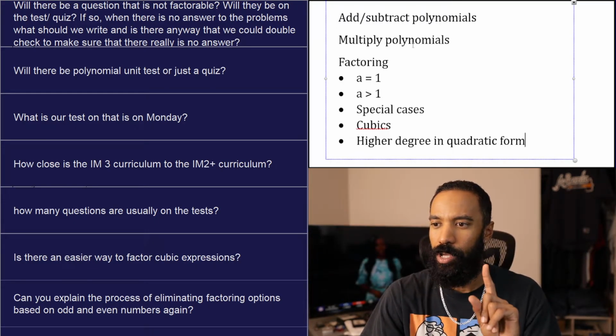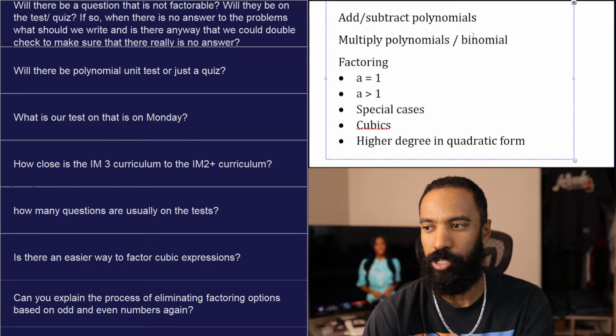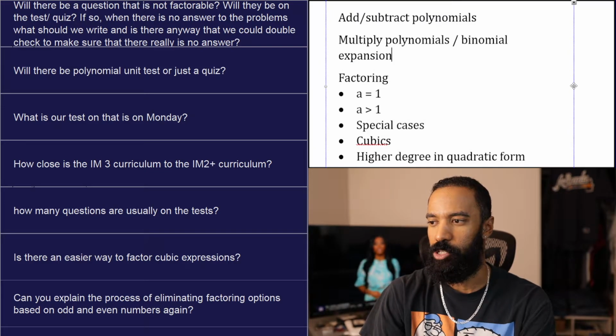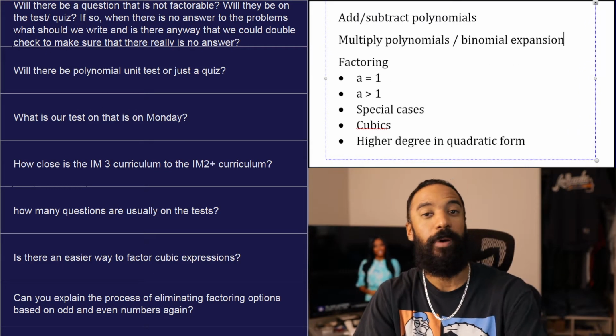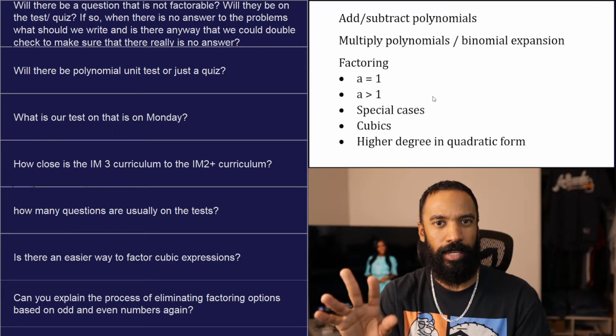And, of course, with the multiplying polynomials, there's also expanding, binomial expansion. Remember Pascal's triangle? So binomial expansion also takes place, a plus b to the 7th power, big things like that. So those are the different kinds of things that we will hit in that.